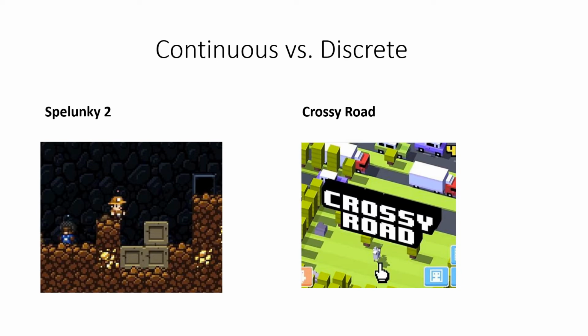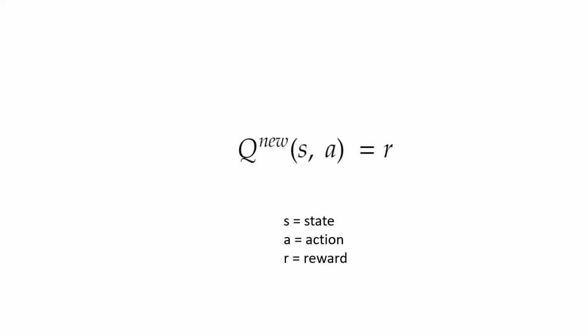Now, all we have to do is create an equation to determine these Q values. Try to think about this for a second. Well, a simple idea is to just set the Q value as the reward we receive from doing the action. So our equation will look like this. Here, S stands for state, A stands for action, and R stands for reward.